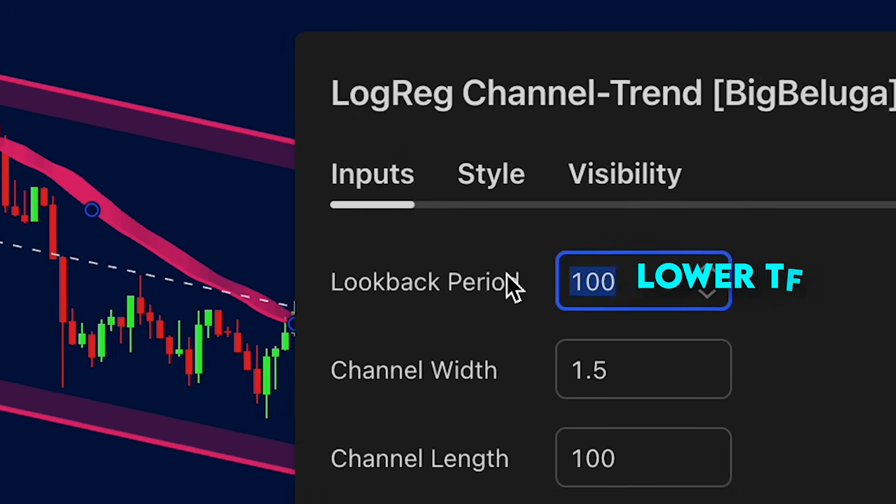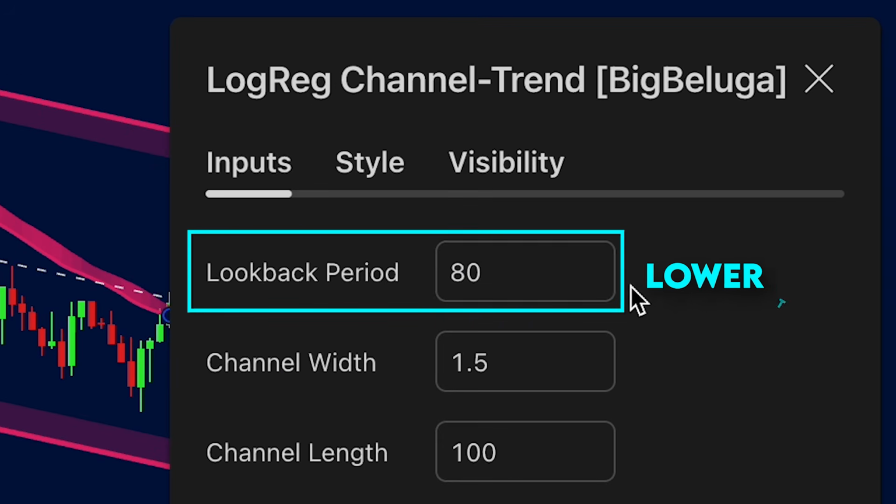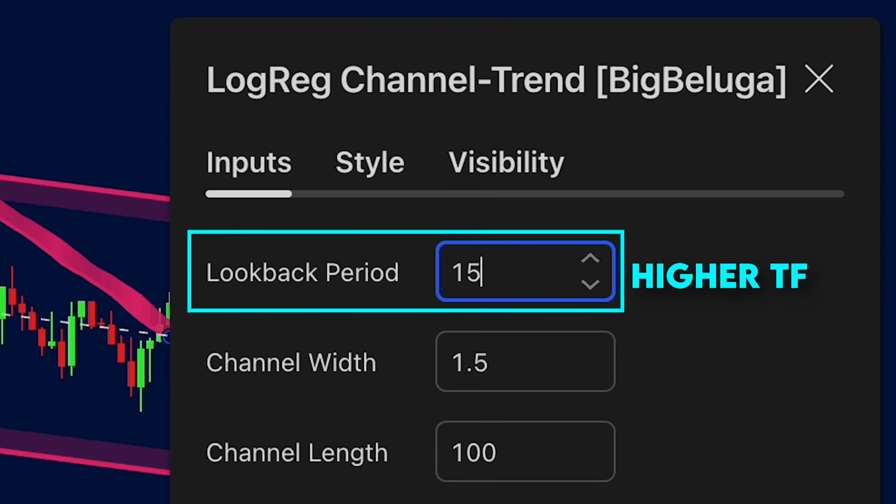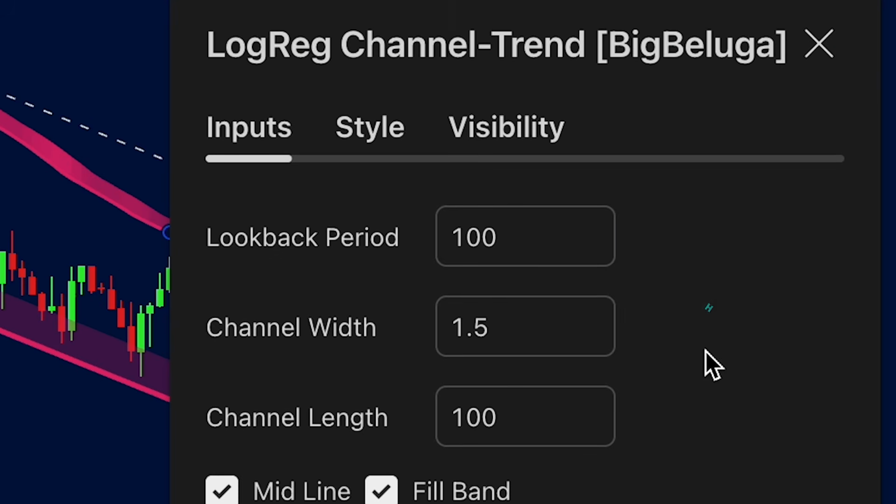If you're on lower time frames like 5-minute, drop it to 80 for more responsiveness. But if you're on higher time frames like daily, bump it to 150 for a steadier long-term read.